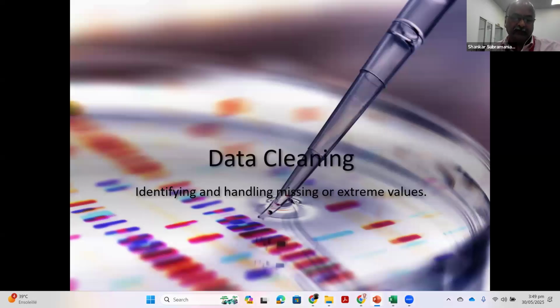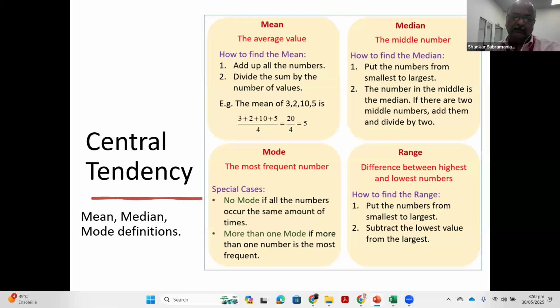Then data cleaning is identifying and handling the missing values or the extreme values, which I explained to some extent. Okay, so we'll actually see how to do that. Then the central tendencies. When you look at the mean, it is always the average. So it's adding up all the numbers and dividing by the number of counts. So that's the average.